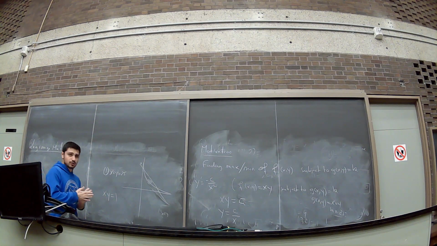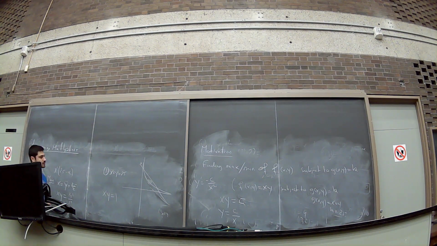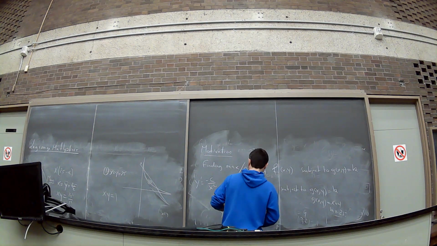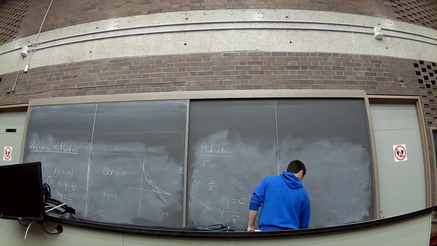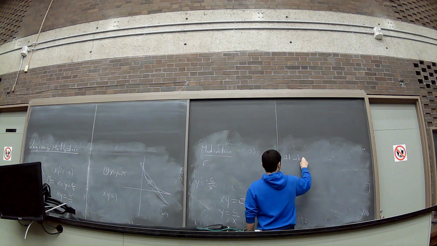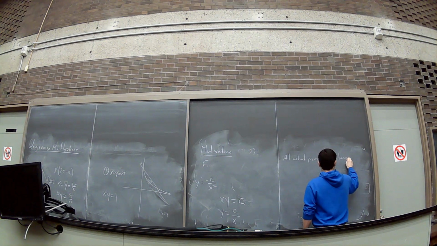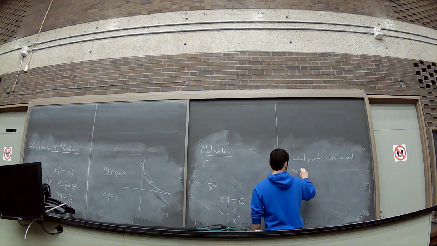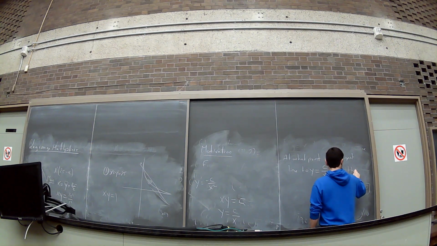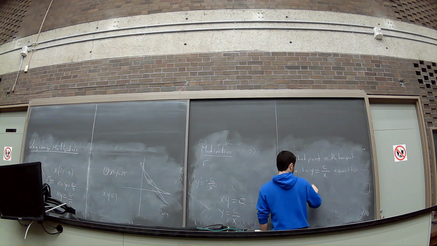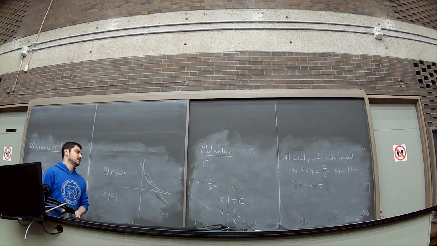Now, at what point is the tangent line to y equals c over x equal to y is equal to minus x plus 25? And what is the value of c?